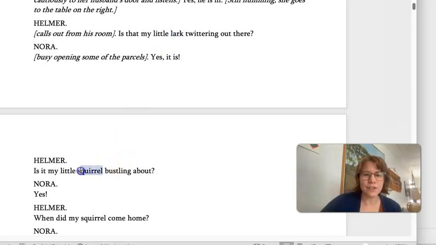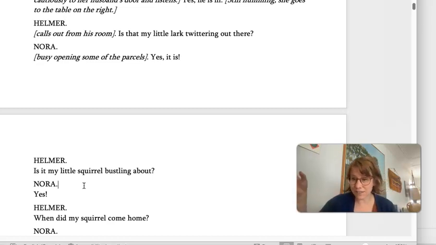And then the squirrel thing is also kind of an interesting choice of animal. A squirrel hides its nuts and collects a bunch of things and stores them for the winter when it might need them later. So that kind of also relates to Nora's little secrets that she hides. She's always squirreling away money here and there that she can get her hands on. And then she's doing things with it behind the scenes, as we'll learn.